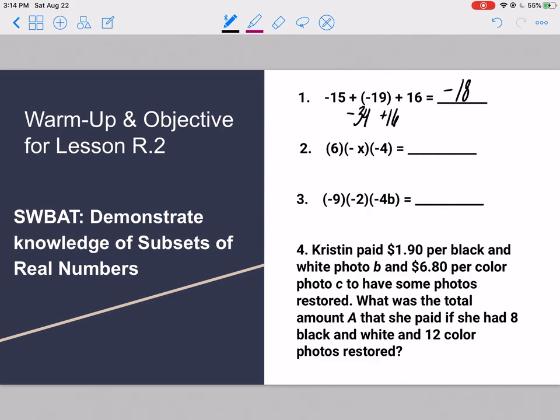6 times negative x times negative 4. So two negatives multiply to give a positive. So that gives me 6 times negative x is negative 6x times a negative 4 becomes a positive 24x. Negative 9 times negative 2 gives me 18. That times negative 4b gives me negative 72b.